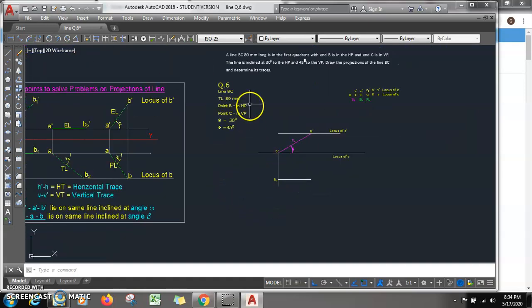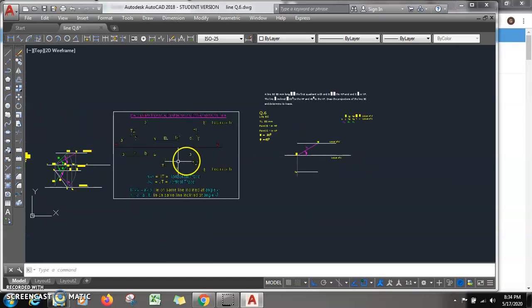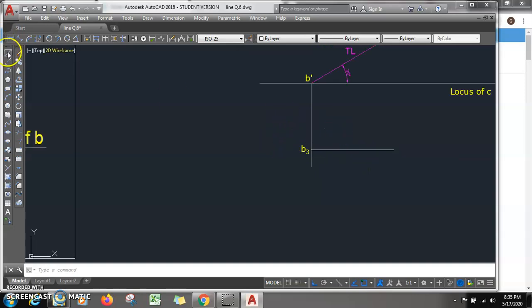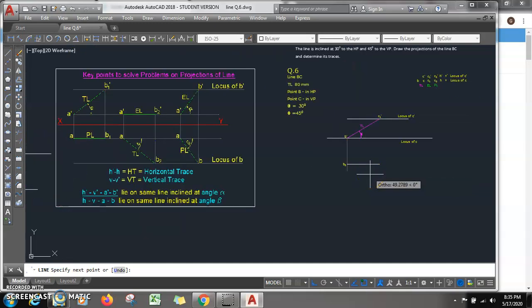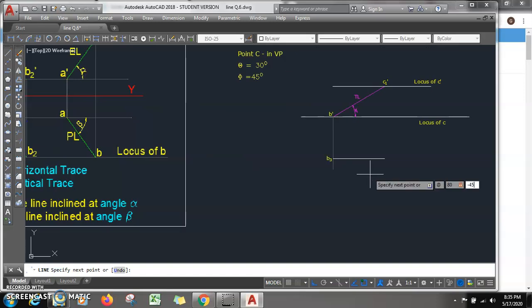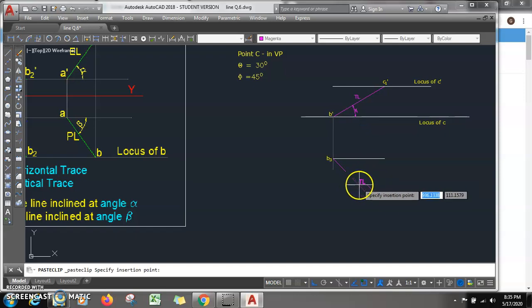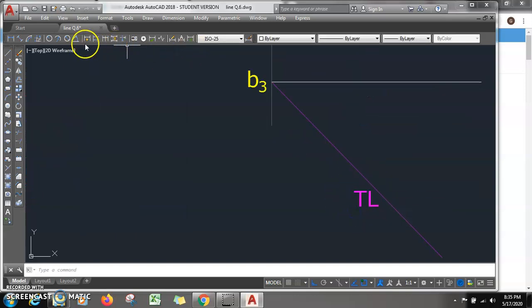Now the next task: we have the true length, and we have phi. Whenever we have true length at phi, we mark the true length at angle phi. From this point, shift at the rate: length of line is 80, and angle of line, phi, is 45, minus 45 because it is clockwise. So you can see this length is the true length, and this angle is phi.